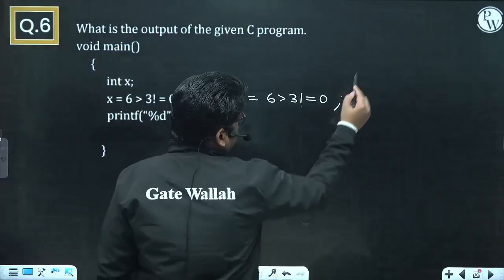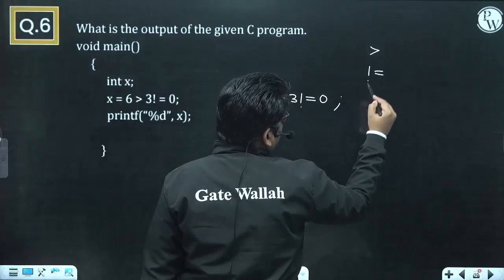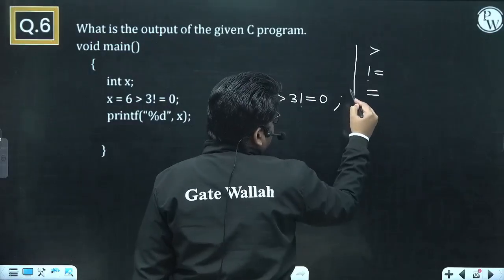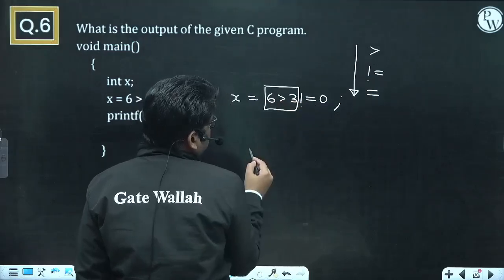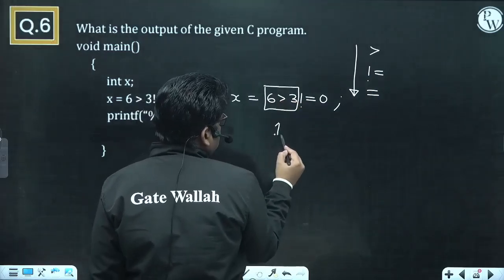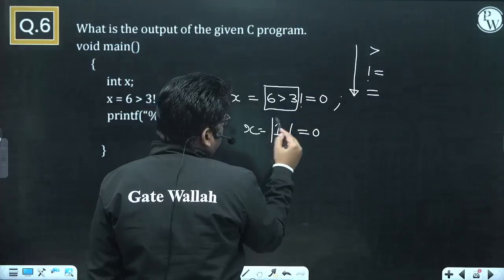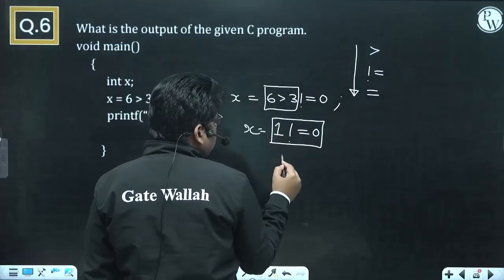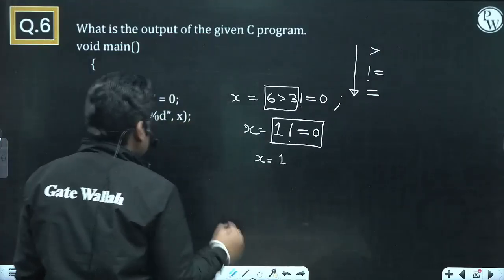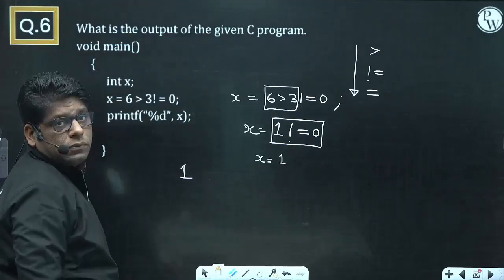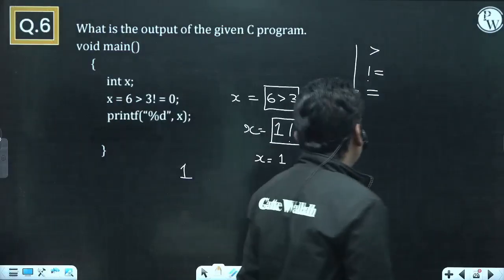Sir, the precedence of this is more as compared to not equal to, and the assignment operator is at lowest precedence. So first of all, 6 greater than 3 will be evaluated. Because this is true, the result would be 1. Now 1 not equal to 0 is true. That is why the value that goes inside x is 1. So what is the result? Sir, the result is 1. Done?